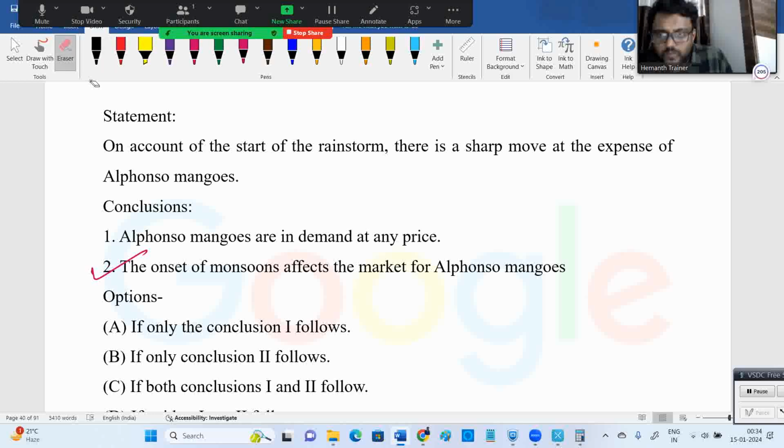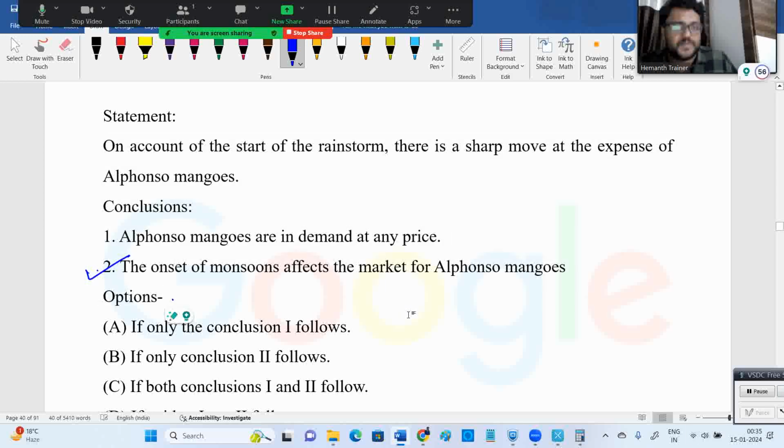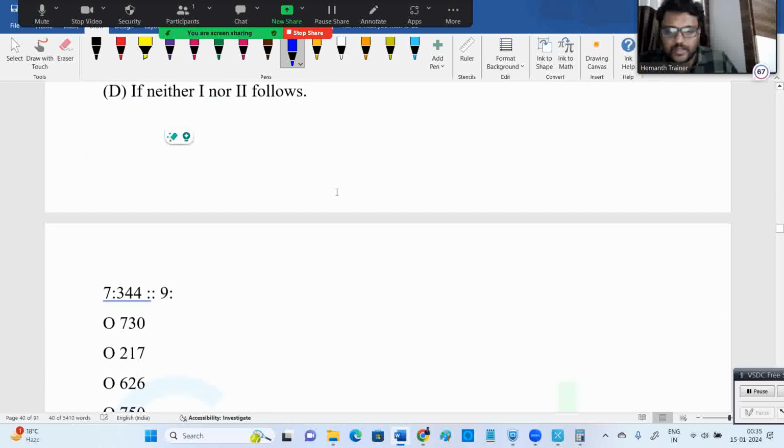Yeah, one moment. Monsoon here, rainstorm. Second one true. Yes. First one, mangoes are in demand at any price. No, there is a sharp move at the expense of mangoes because of the rainstorm. It's increased, right? So, are in demand at any price. No, it's not like that. So second one correct. You see the question, you can understand this.